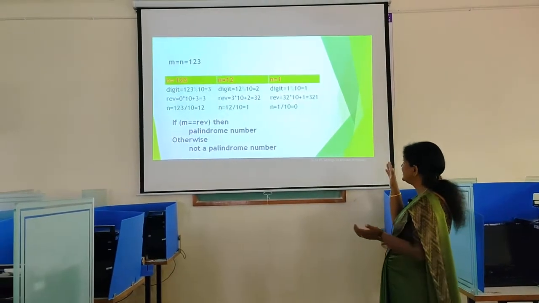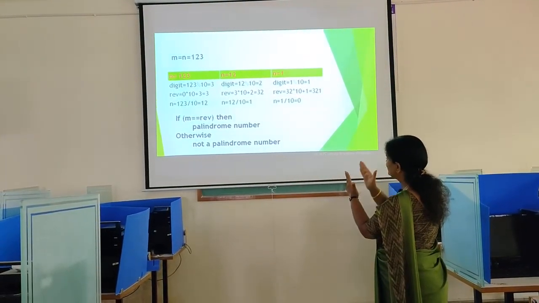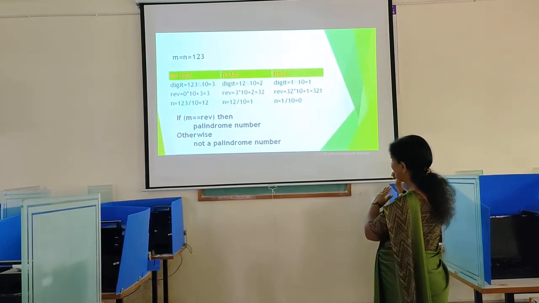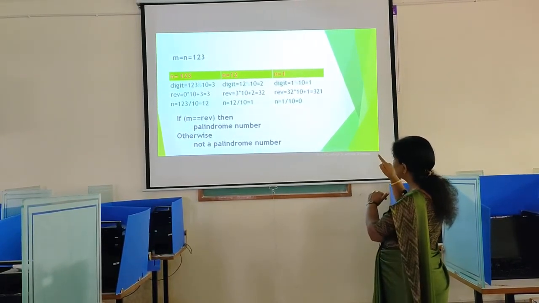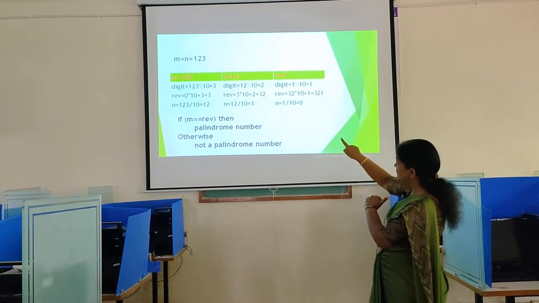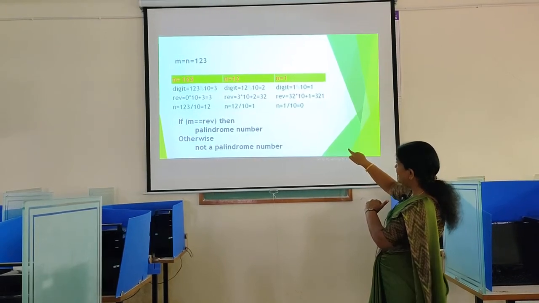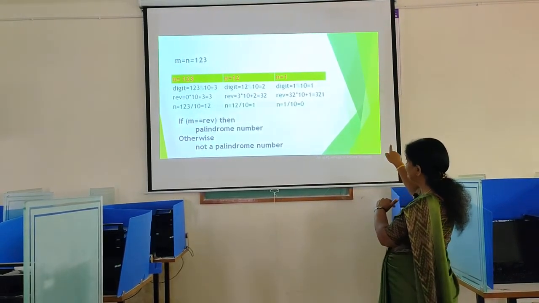Next, reverse. For 32, I should move 3 to the 100th position and 2 to the 10th position. That's why it is 32 into 10 plus 1, so it becomes now 321. Observe reverse in all the cases. Initially it was 0. Next, in the first step it is 3. Next it becomes 32. Next it becomes 321.